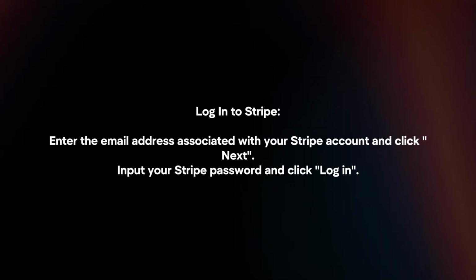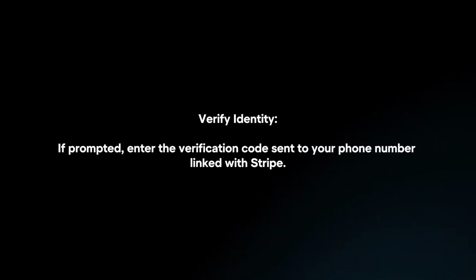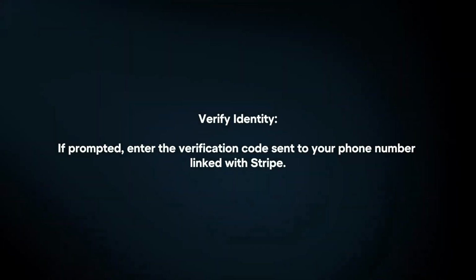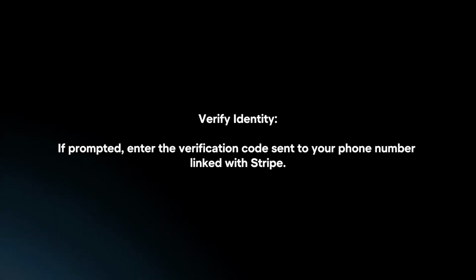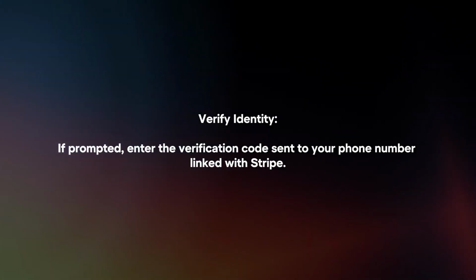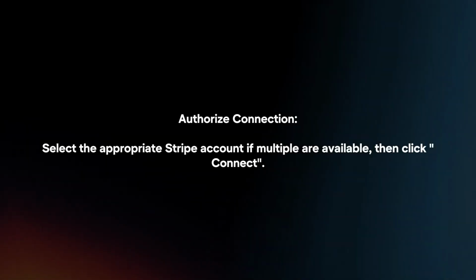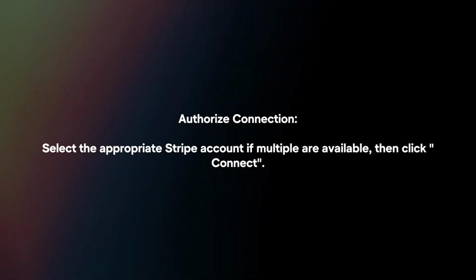Input your Stripe password and click Login. Verify identity. If prompted, enter the verification code sent to your phone number linked with Stripe. Authorize connection. Select the appropriate Stripe account if multiple are available, then click Connect.